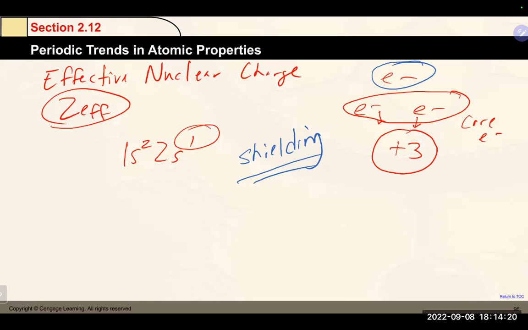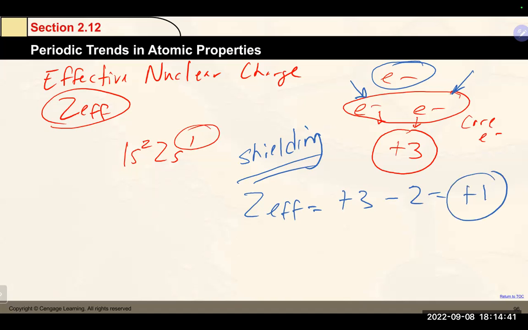So you could calculate the charge that the outer electron is feeling. Z effective is the atomic number, or positive charge from the protons, which is +3, minus the number of electrons which are shielding it, in this case 2. That means instead of feeling a +3 attractive force to the nucleus, that outer electron is only feeling a +1 attraction, which means it's not going to be held as tightly. And that's also why that valence electron is easily removed and involved in bonding.